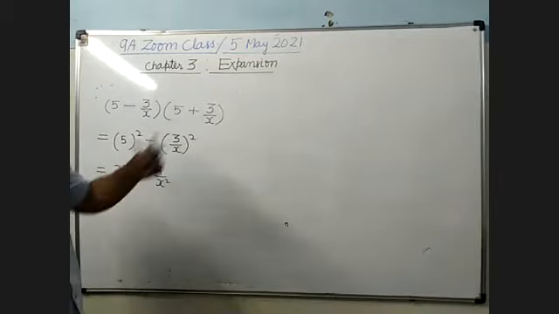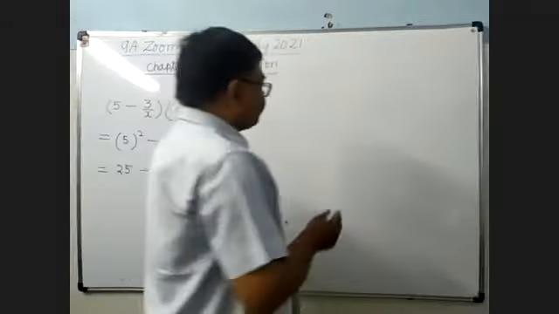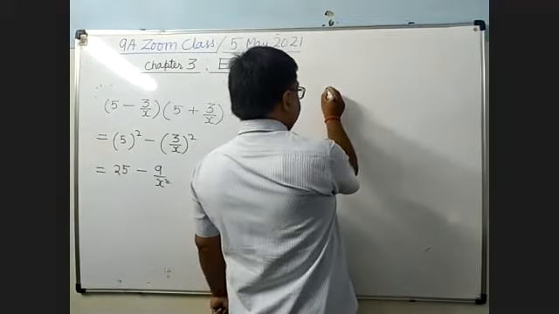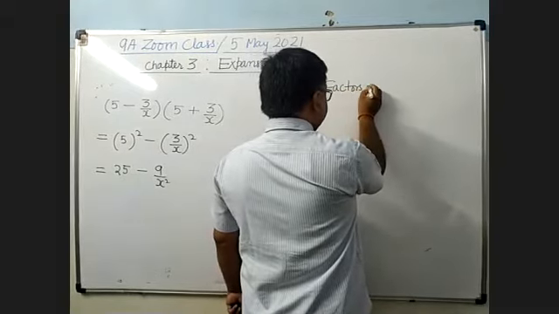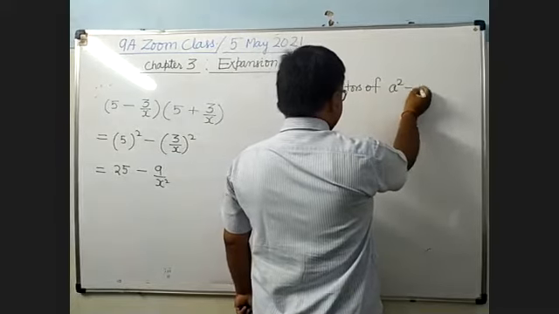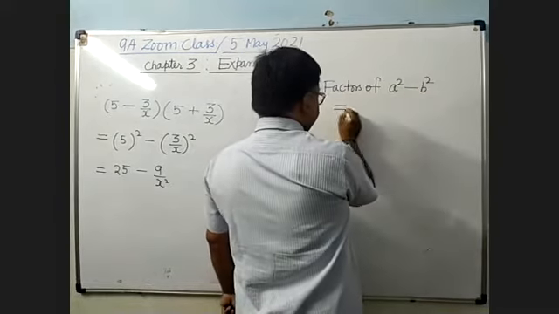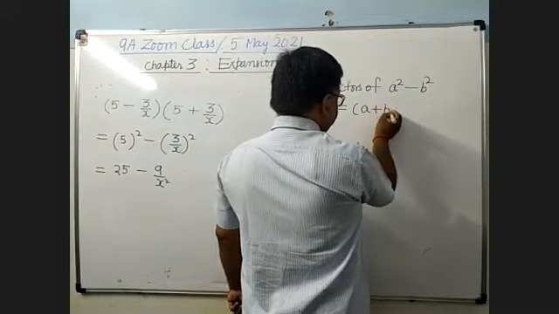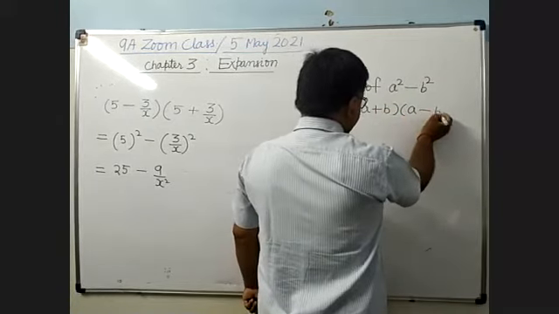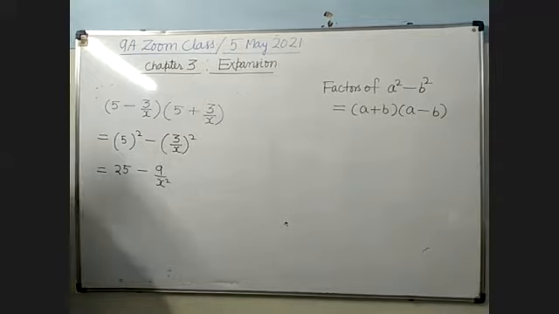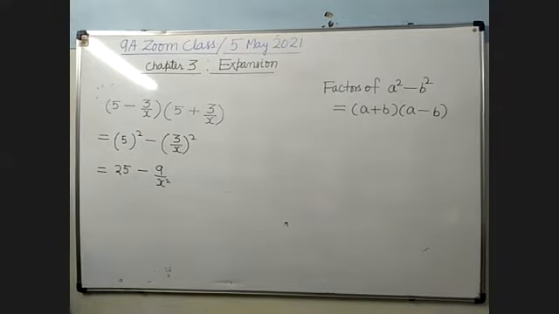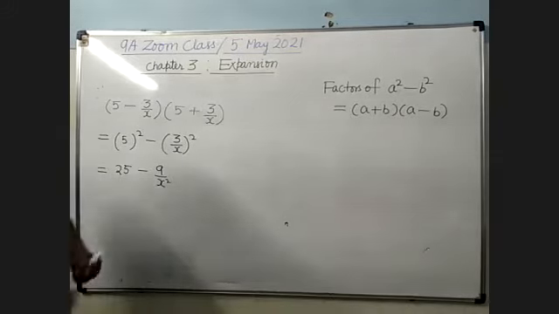Now this formula we can remember in the other way also. What is the other way? We can write factors of a square minus b square. It will be a plus b into a minus b. Means if it is asked what are the factors of a square minus b square, it will be a plus b into a minus b. It is clear? Factors of a square minus b square.